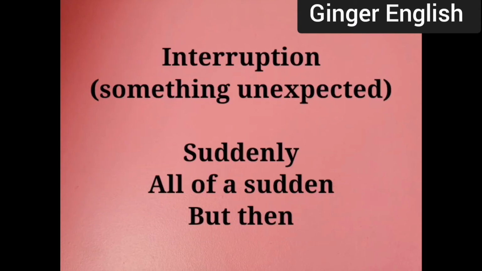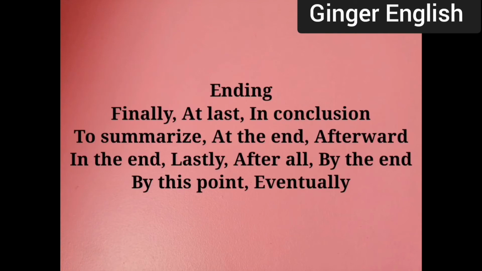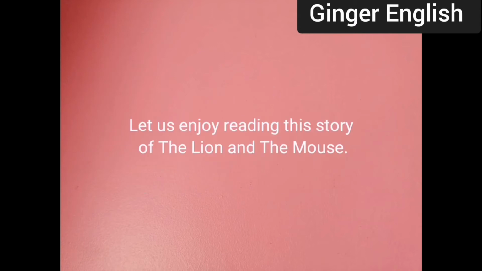When you're trying to reveal a surprise or a secret or a mystery, something unexpectedly happening in the story, you can use these phrases or words: suddenly, all of a sudden, but then. When you're at the end of the story, trying to conclude, you can use these transition words: finally, at last, in conclusion, to summarize, at the end, afterward, in the end, lastly, after all, by the end, by this point, eventually. Let's enjoy reading this story of a lion and a mouse.